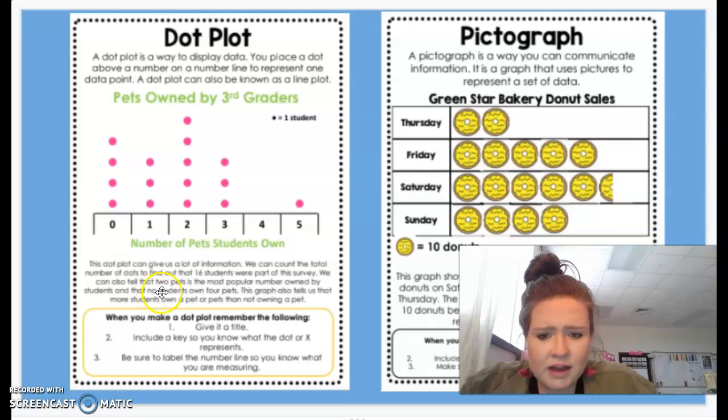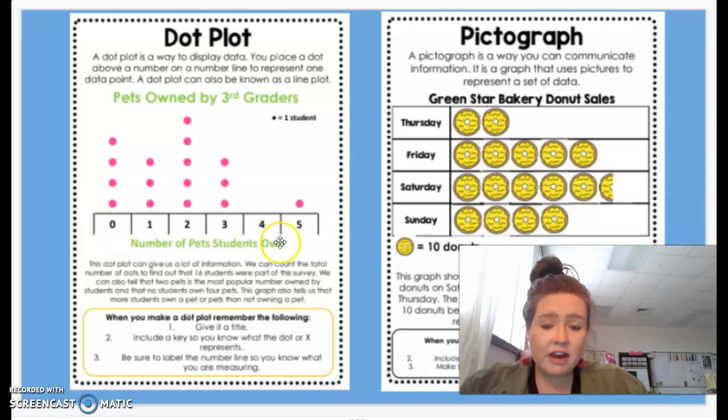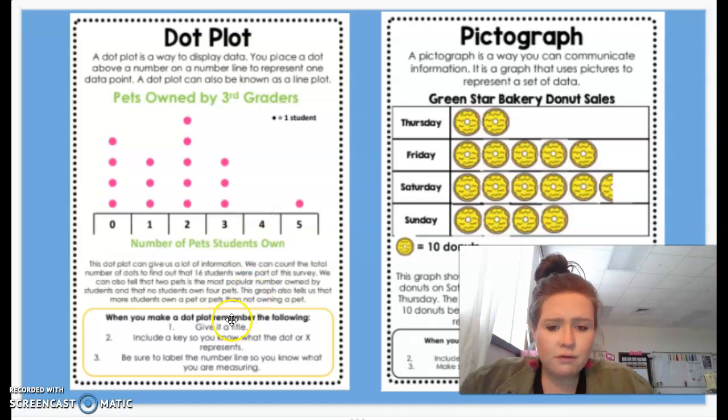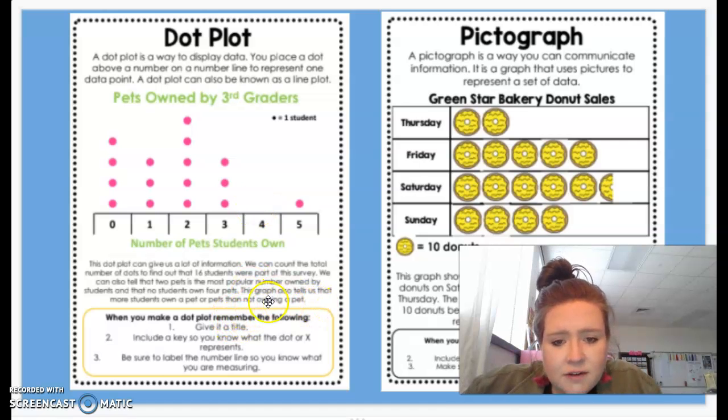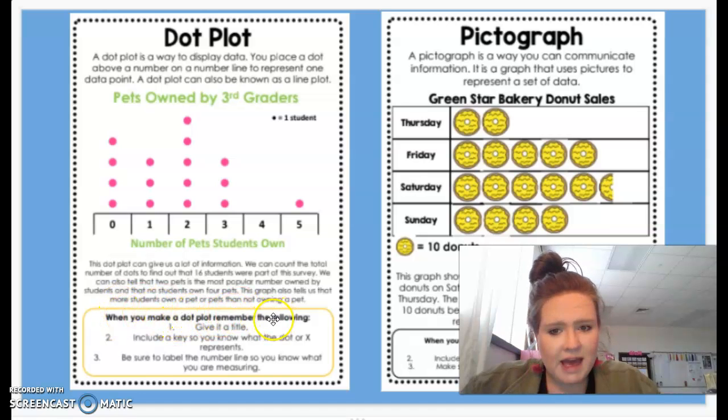We can also tell that 2 pets is the most popular number owned by students and that no student owns 4 pets. So of these 16 students and the number of pets that were surveyed, 2 pets was the most frequent number, the most common number. Okay, and then like we stated earlier, no students own 4 pets.